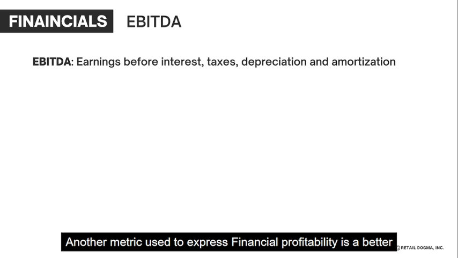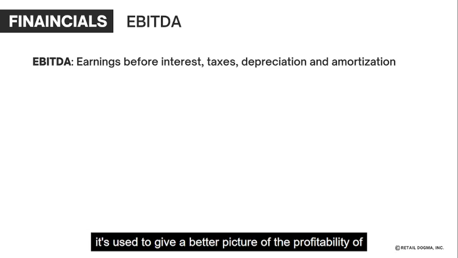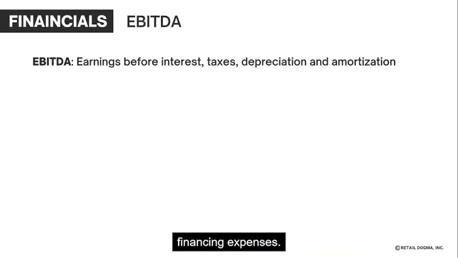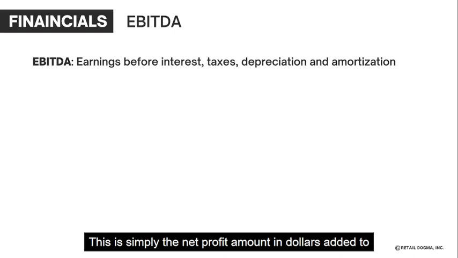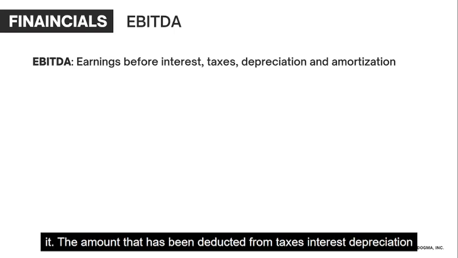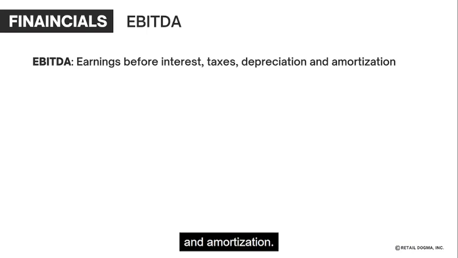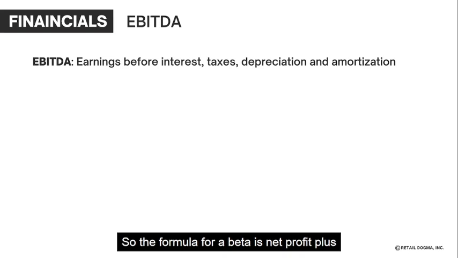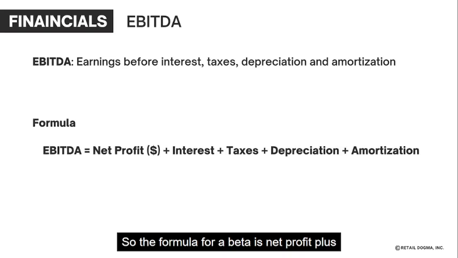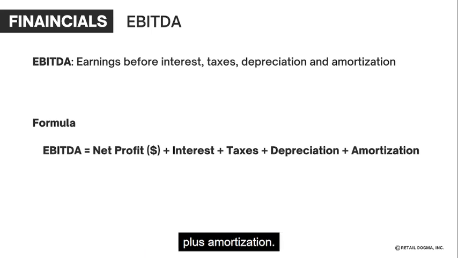Another metric used to express financial profitability is EBITDA. It's used to give a better picture of the profitability of the company by eliminating capital expenditures and financing expenses. This is simply the net profit amount in dollars added to it the amount that has been deducted from taxes, interest, depreciation, and amortization. So the formula for EBITDA is net profit plus interest plus taxes plus depreciation plus amortization.